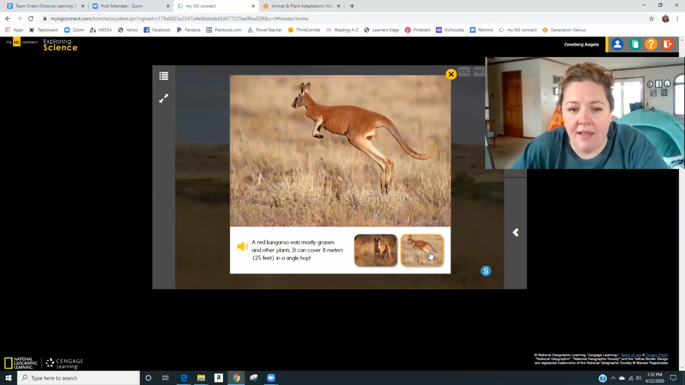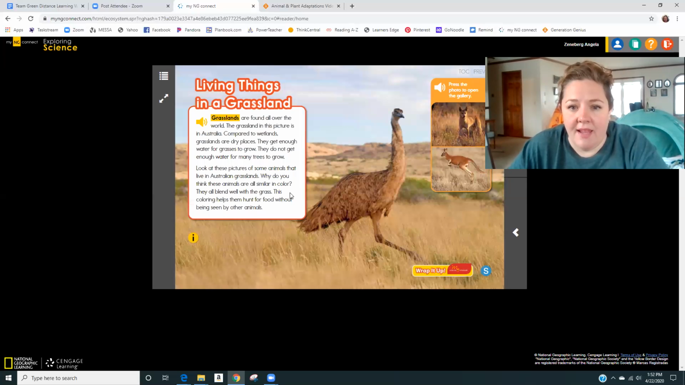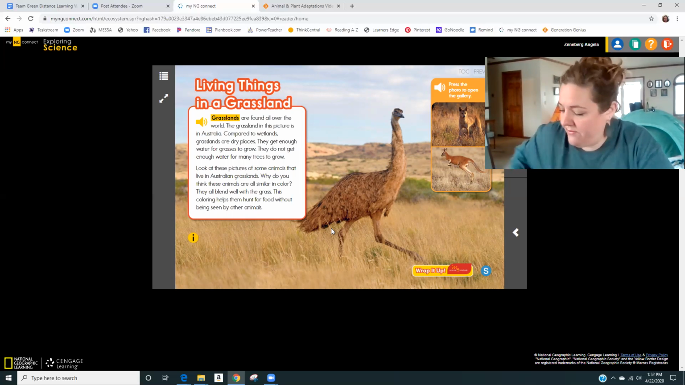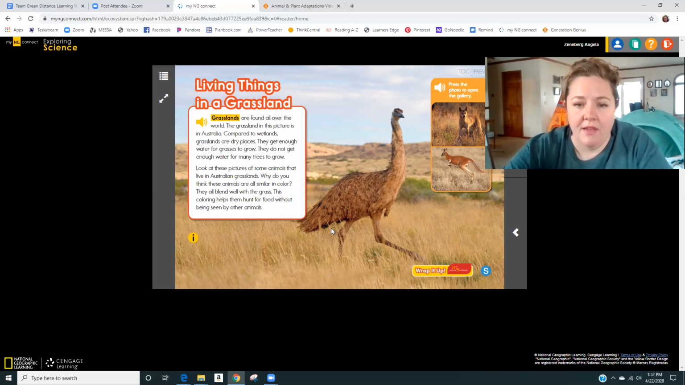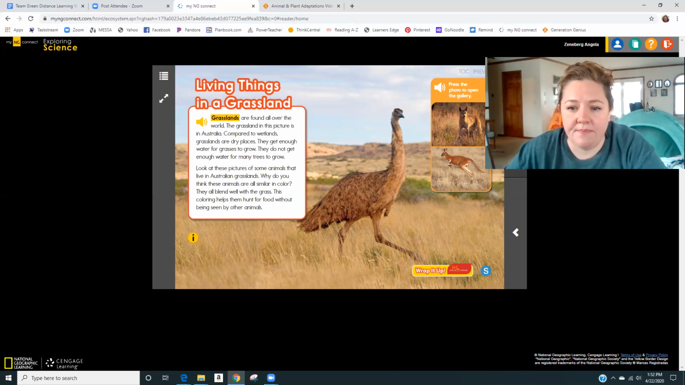But a red kangaroo eats mostly grasses and other plants. It can cover 8 meters, which is like 25 feet, in a single hop. Going back to the coloring though, if this kangaroo is the same color as the grass, it can also camouflage into the grass, so it makes it harder for the dingo to find it. So that is an adaptation that these animals have developed over time for protection.